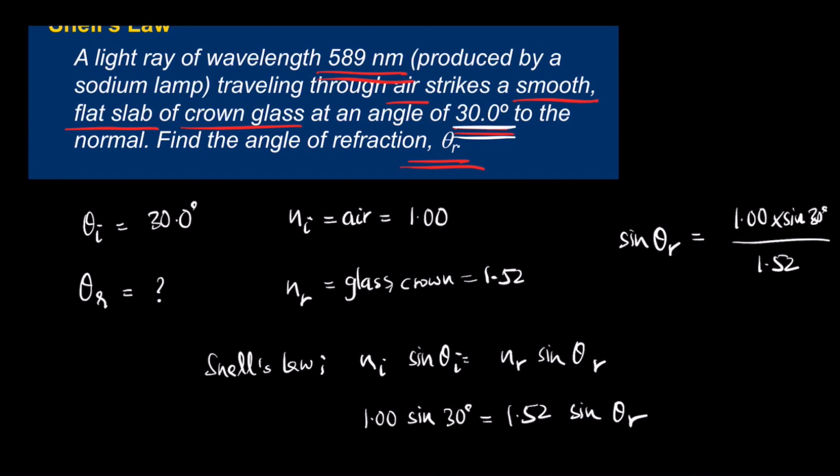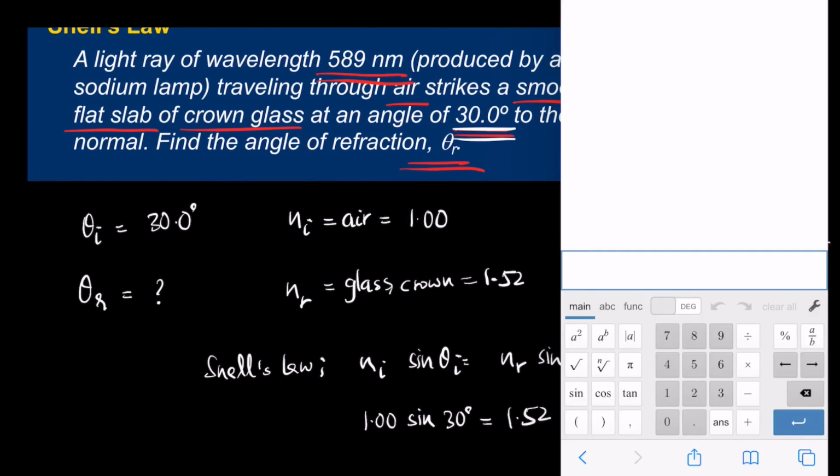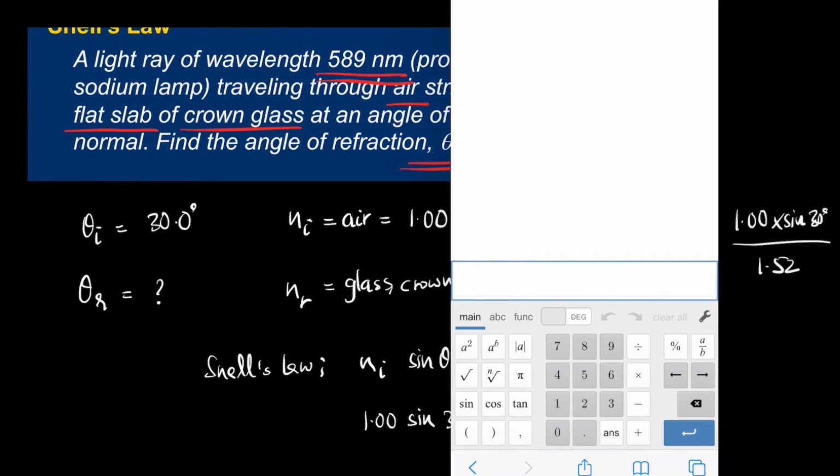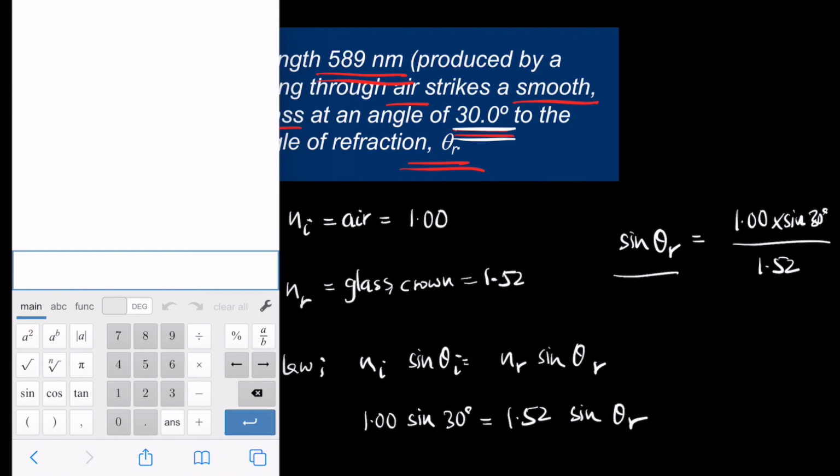Let's find this value. If you have a scientific calculator, that would be great, but if you don't, just type desmos.com. This is a website that you can use to calculate. So here we are looking at sine theta R equals 1 times sine 30 divided by 1.52. Always mention it in degrees. Sine 30 degrees is 0.5, so we calculate that times 1 divided by 1.52.